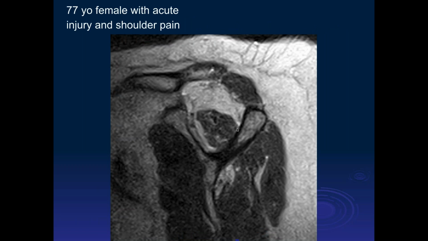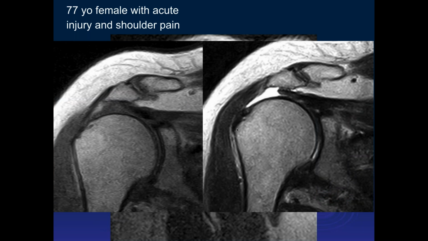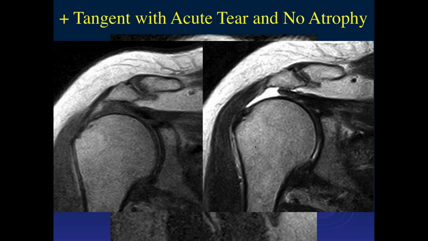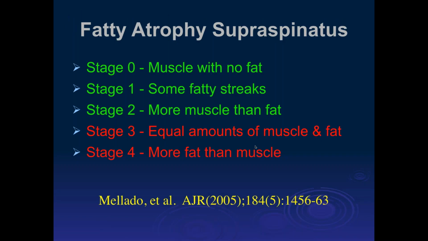Okay, 77-year-old female with acute injury and shoulder pain. So it looks like a positive tangent sign here. I'd want to see the coronal images. So it doesn't look like, oh, I guess there's a little bit of fatty atrophy. There's a full thickness tear, but not as much as the sagittal would suggest. So it's another case like that one. This is an older individual, positive tangent sign, but not much atrophy.